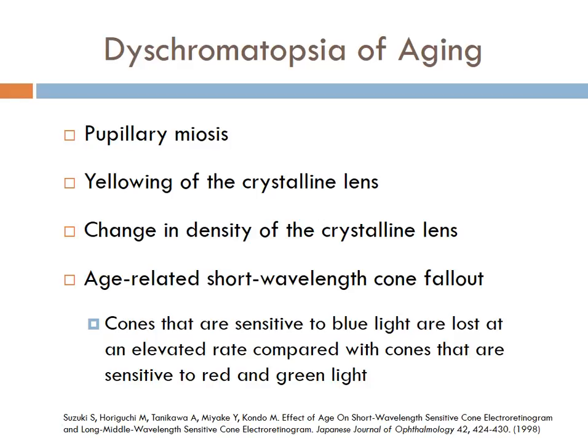So if the person is having a loss of chromatic discrimination and the main cause is they're getting older, this is why. So you have pupillary miosis, the yellowing of the lens, change in the density, the index of refraction. You can have short wavelength cone fallout, the blue cones. So those little bitty blue cones, every once in a while, they seem to die off faster than all the other cones, the red and the green cones, for some unfortunate reason. So they're lost at an elevated rate in a lot of people. So these four things comprise the pathogenesis of the dyschromatopsia of aging, losing your color vision because you're getting older.